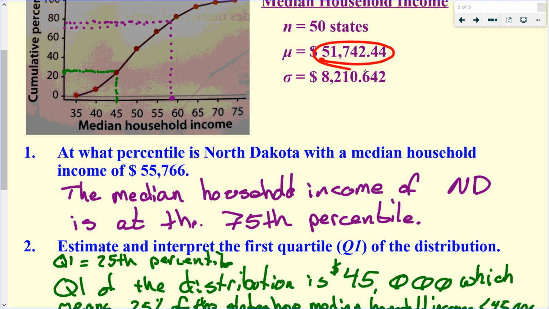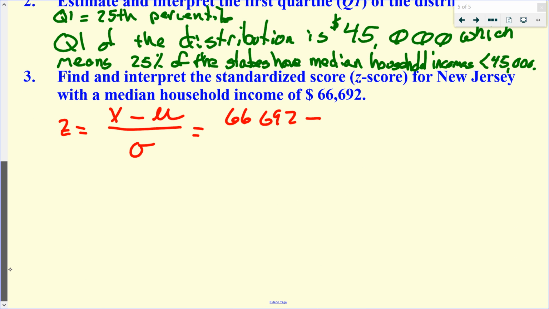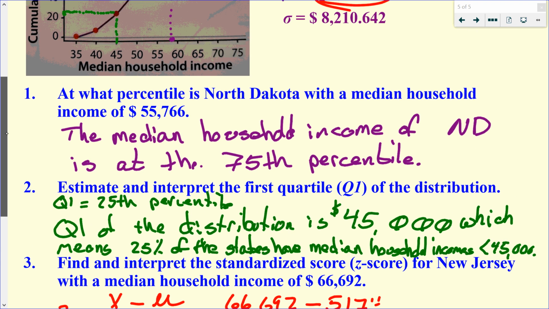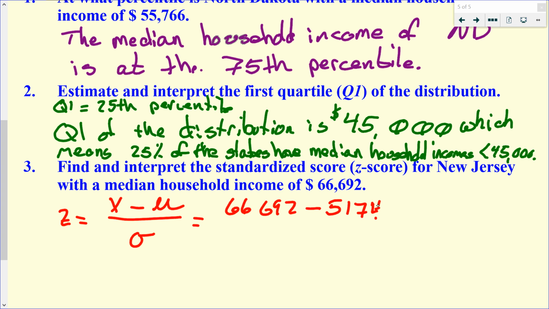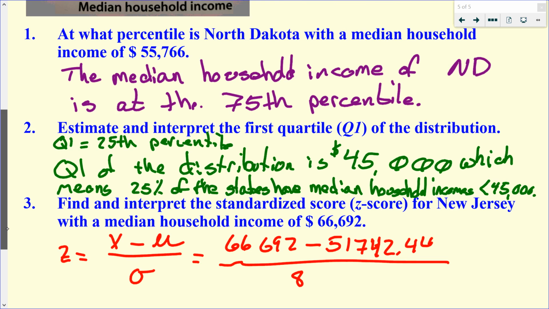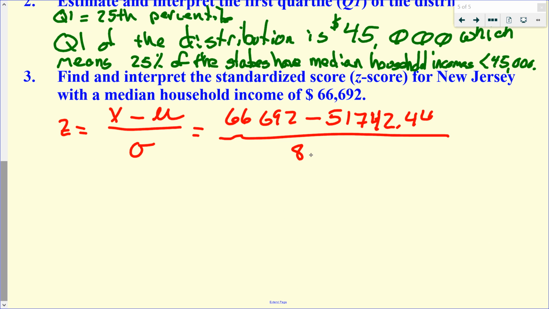We're looking at 51,742.44. So minus 51,742.44, I did remember it, over our sigma, which remember is 8,000 something, 8,210.642. So again, we'll use a calculator. I'm not going to do that math in my head.